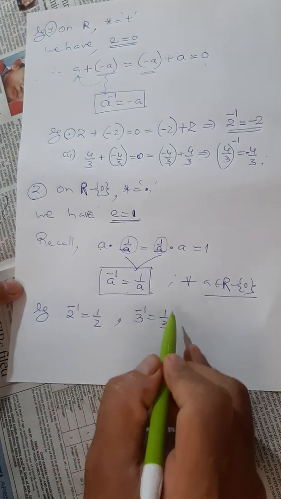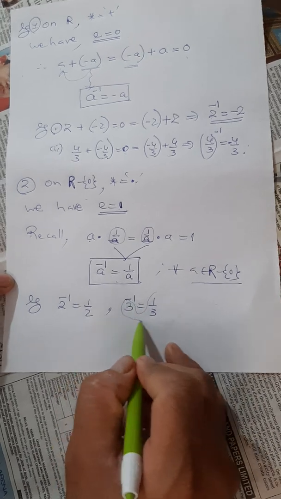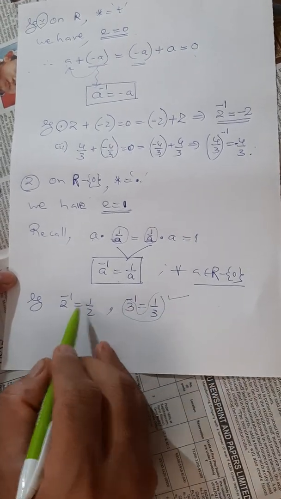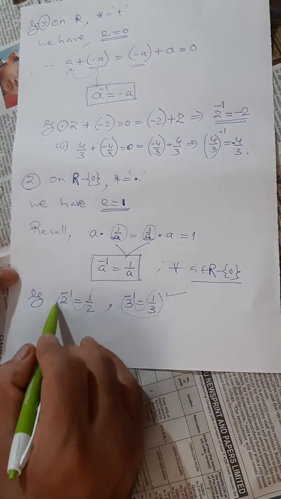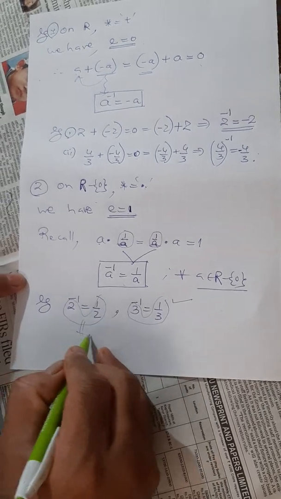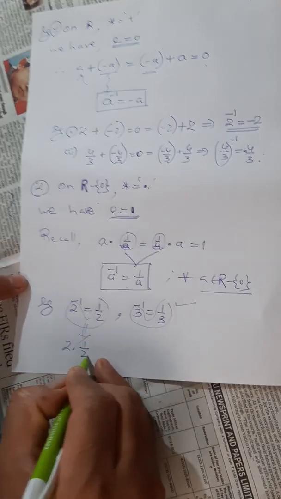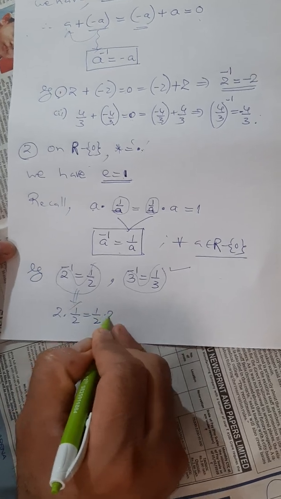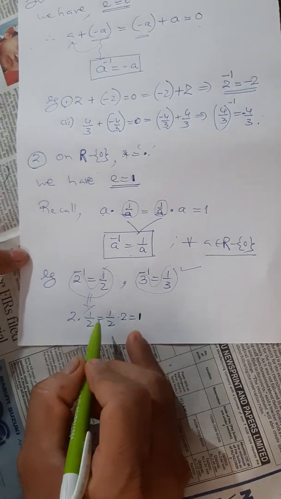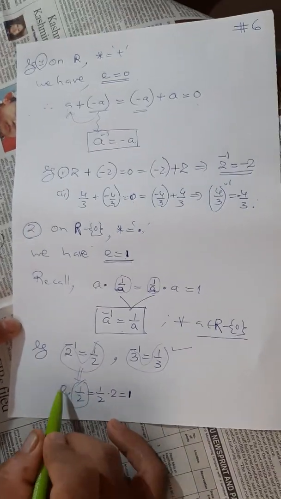Why? Because here the product of 3 and 1 upon 3 is 1. That's why the inverse of 2 is 1 upon 2, because the product of these two, that is 2 into 1 upon 2, or if I do it in reverse, 1 by 2 into 2, is the identity, which is 1. Therefore, this becomes the inverse of this.